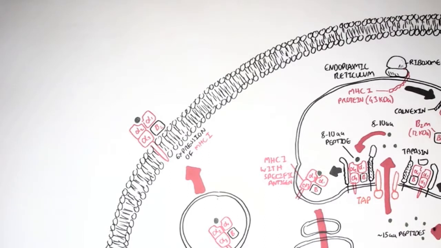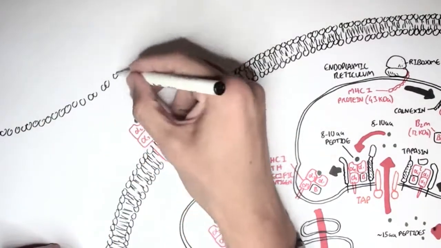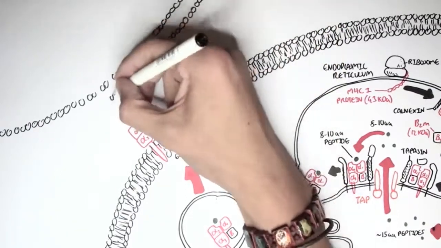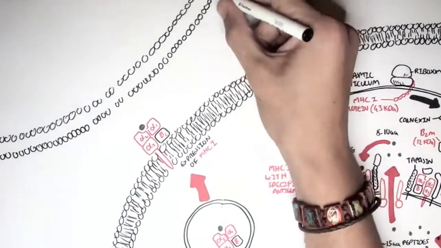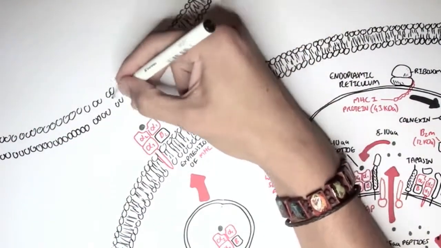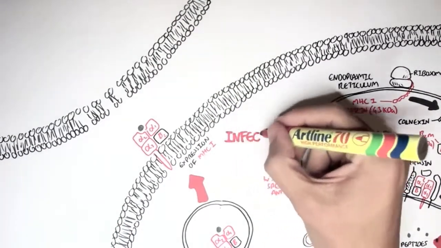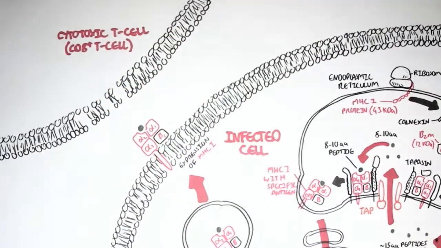And now the MHC class 1 being expressed on the cell surface with the small peptide will then wait for interaction with a CD8 T cell, a cytotoxic T cell. The MHC class 1 will only interact with this cell, and so we can say that it is CD8 T cell restricted. So again, this is our infected cell, and here is a cytotoxic T cell, a CD8 T cell.